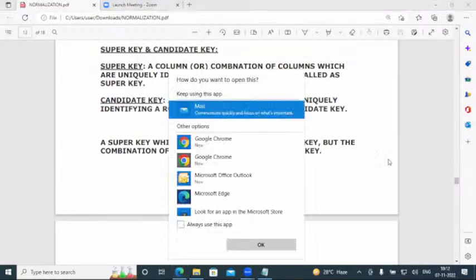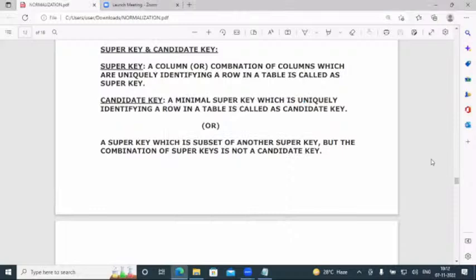Now read. Candidate key, read. This definition, read. Otherwise, read both definitions, no problem. Once read on your side.